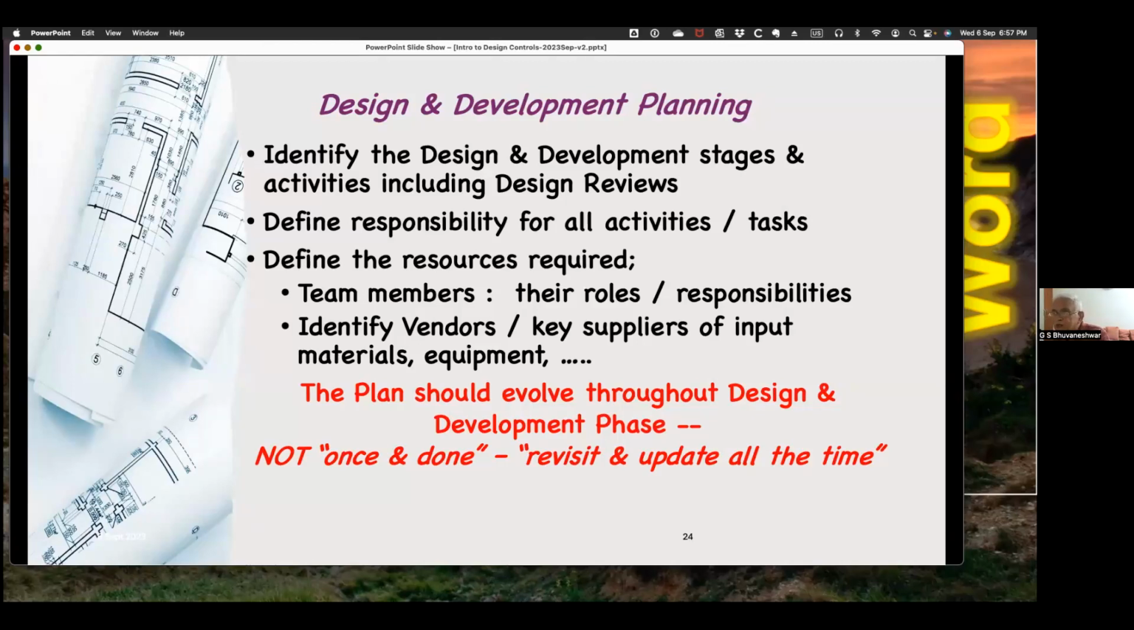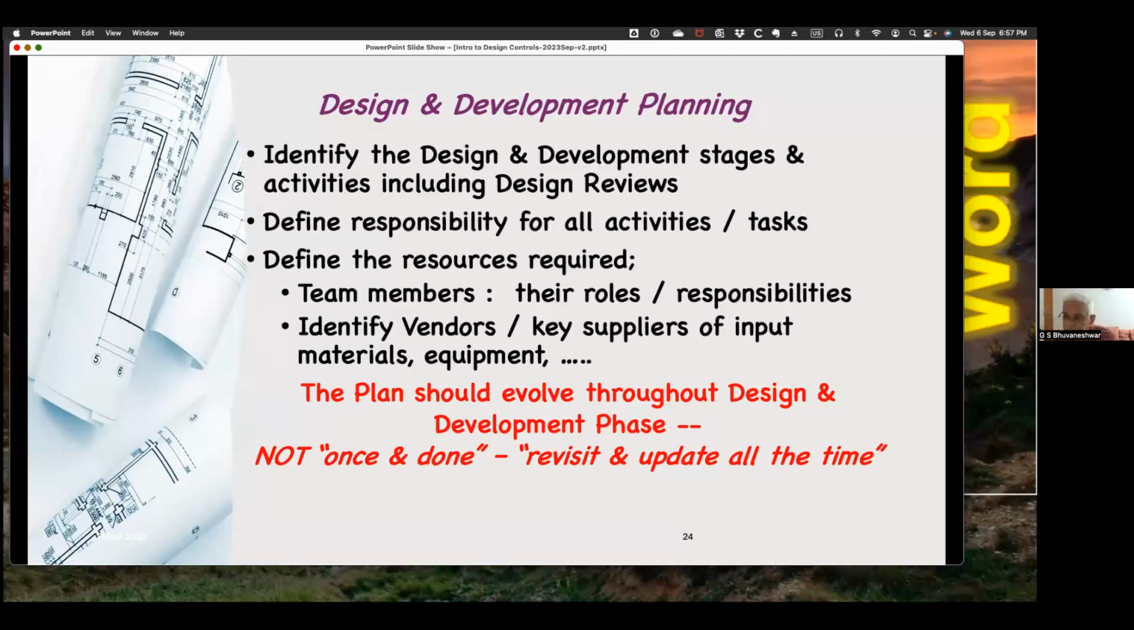You also need to define the responsibility for all the activities. Who is going to be responsible for doing what? Who are the team members? List your team members, their roles and responsibilities, and clearly define what they'll be doing during the development phase. You also need to identify your suppliers or vendors and then qualify them in terms of materials and equipment, particularly the key equipment that goes into your product.